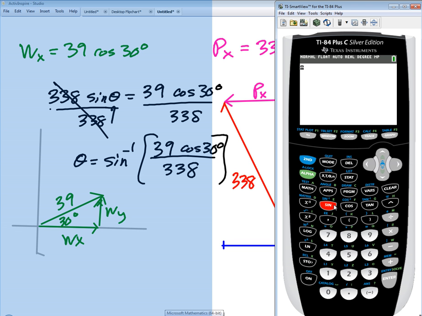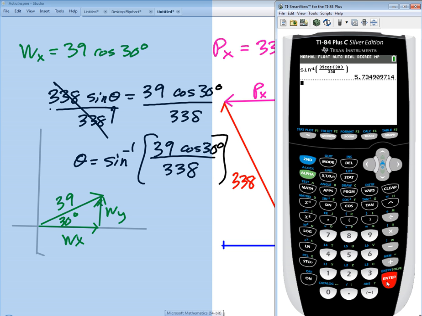I'm going to be fancy here, but keep it organized. Use a little fraction template. Then we get 39 cosine 30 divided by 338. Let's close the whole thing, and we get 5.7 to two places, right? So he'd have to steer only 5.7 degrees to the west, because he's going so fast. Steering a little bit still gives him quite a bit of horizontal speed, because he's going so darn fast.